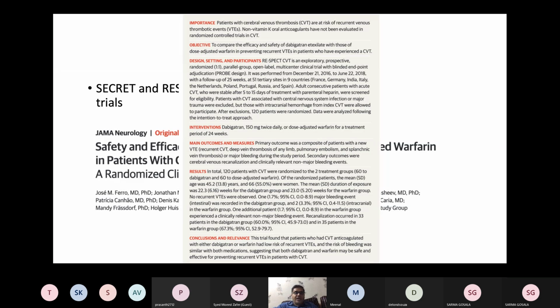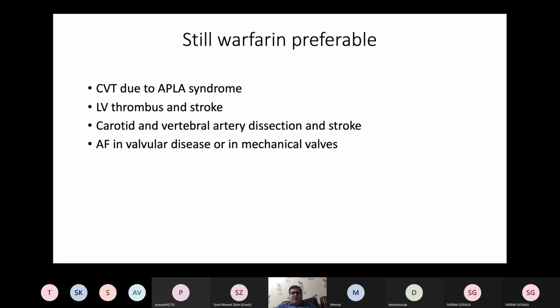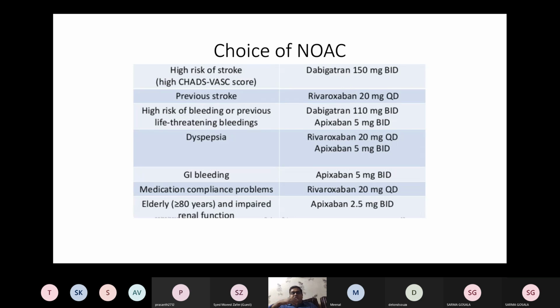But that becomes an indication for using a NOAC because it's short-term, cost is not an issue, and you don't need close monitoring. But if there's an APLA reason for having CVT, then acenocoumarol or warfarin are preferred as compared to a NOAC. So which are the conditions where warfarin is still preferable? As I mentioned, CVT due to APLA syndrome. When you look at LV thrombus and stroke, warfarin is still much more effective. Carotid or multiple artery dissection and stroke, AF with valvular disease or mechanical valves: warfarin is still preferable in these conditions.